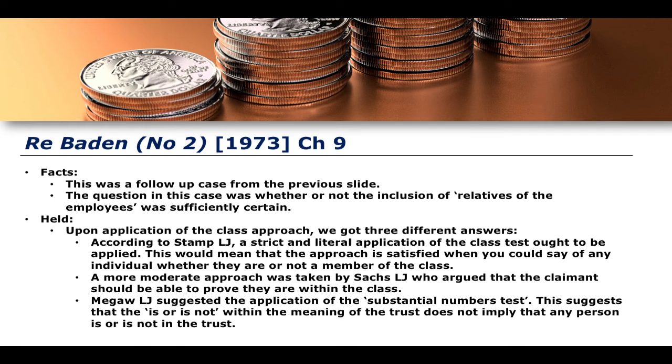And then Lord Justice Megaw suggested that the application of the, quote, substantial numbers test ought to be applied in this case. What the substantial numbers test suggests is that the fact that it is or is not within the meaning of the trust does not imply that any person is or is not a member of the trust itself. This is a relatively interesting case, and it does essentially produce three different approaches to looking at the idea of sufficient certainty for the purposes of a discretionary trust, and we will do some more lessons on this in the future, looking at even more cases in and around this area.